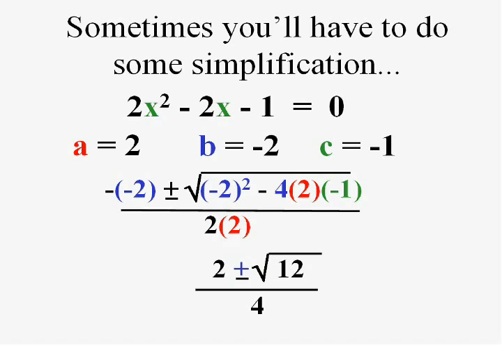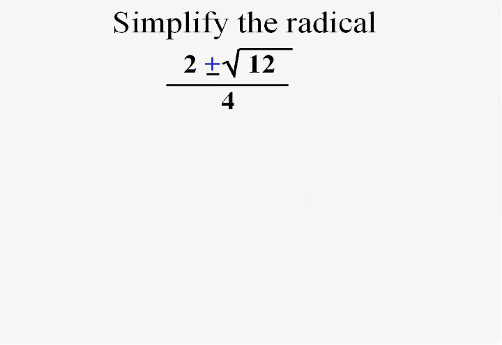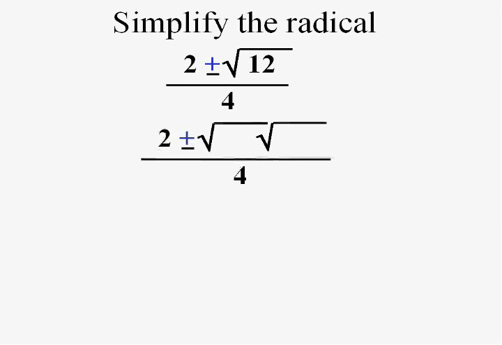Well, 2 plus or minus the square root of 12 over 4 seems like it definitely is two answers, but it's not in simplest form. And you're required to put radicals, remember, in simplest form. Make it so. Let's do it. The square root of 12 can be broken up into its perfect squares and whatever's left over. So, break it up into its perfect square 4 and the garbage left over 3.